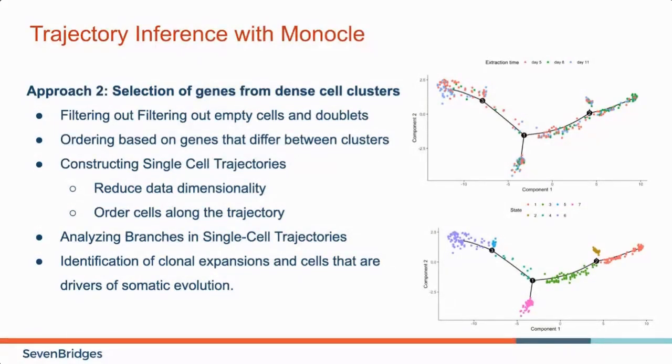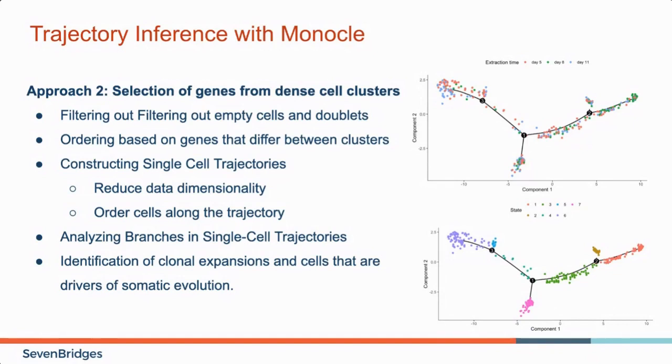As a result, you can see on the top right plot that the constructed trajectory has more branching points, and the cells from different stages of development are more uniformly distributed along the trajectory. This approach more realistically represents the development process in tumor tissue, where you will have one trajectory along which the majority of cells are aligned, but also many branches which could represent cells that carry some clonal mutations.